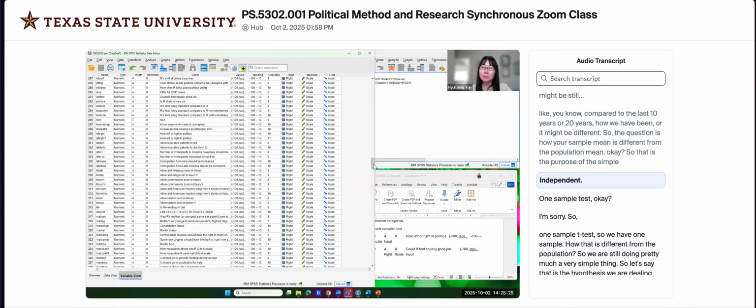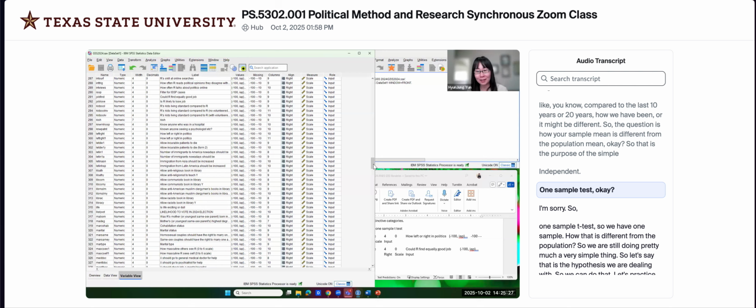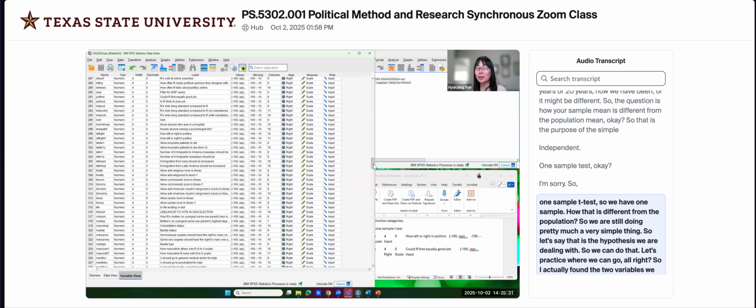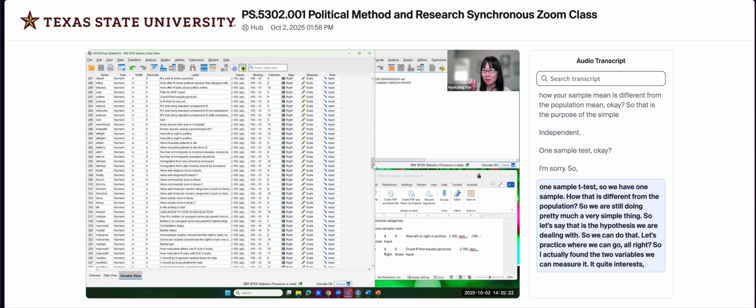That is the purpose of the simple one sample t-test. So we have one sample, and how is that different from the population? We are still doing a very simple thing. So let's say that is the hypothesis we are dealing with. So we can do that. Let's practice where we can go.